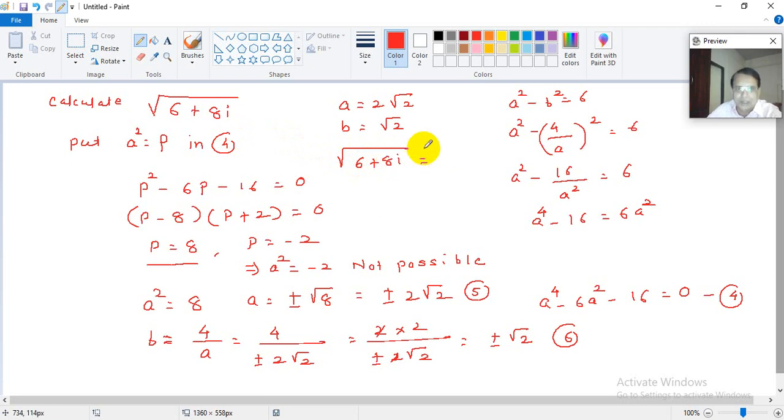It is a plus bi. A plus bi. So what will be that? It is 2 root 2. This is a plus root 2 into i. And this is a square root. So we can say this bracket we generally give, and here also we say plus or minus. So this is the final answer.